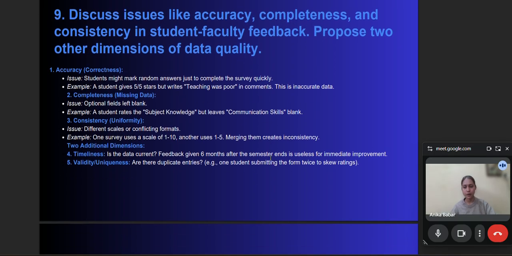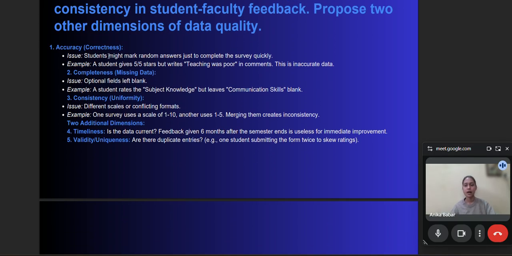So first we have accuracy. In this, we have an issue and an example. We have given an issue and an example, similar with the second, completeness, and consistency, and two additional dimensions we are having here, that is timeliness and validity or uniqueness. So the accuracy issue is students might mark random answers just to complete the survey quickly. Example, a student gives 5 stars but writes teaching was poor in comments.